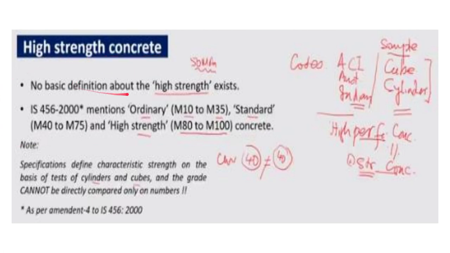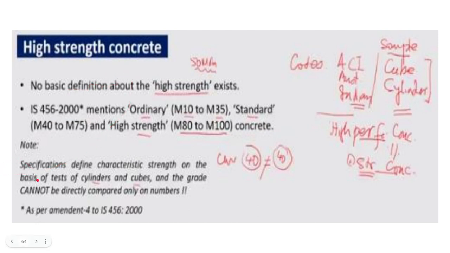High strength concrete basically does not have any basic definition. What do you mean by high strength? There is no proper definition. As per IS 456 2000, it mentions that high strength is anything from M80 to M100, so more than 80 they have termed as high strength. Other than that, as we know, standard is M40 to M75, and ordinary is M10 to M35. However, in IS 10262, the code for mix design, they have mentioned anything above 65 to be high strength concrete. So there is no proper definition as to what is high strength.